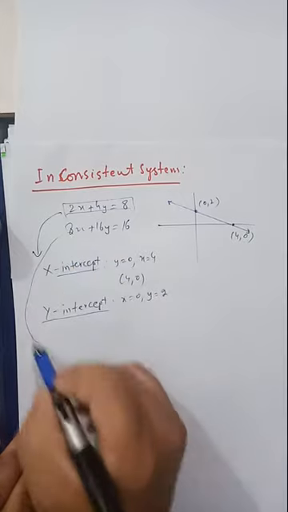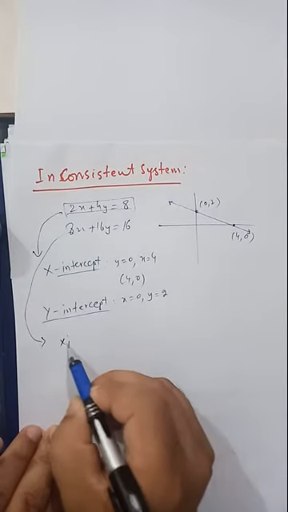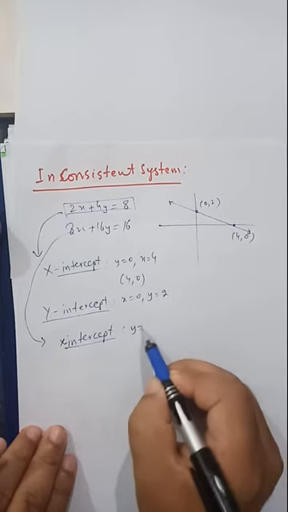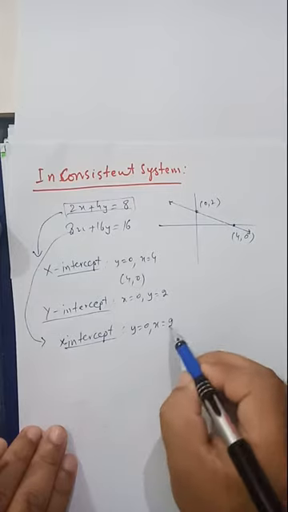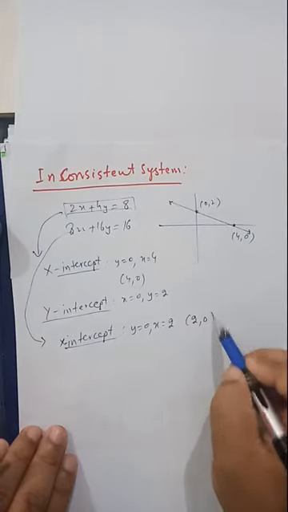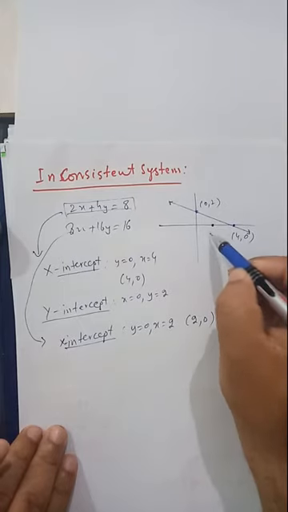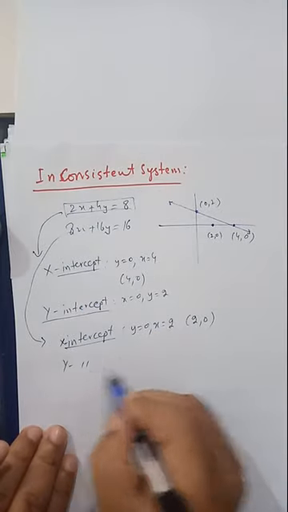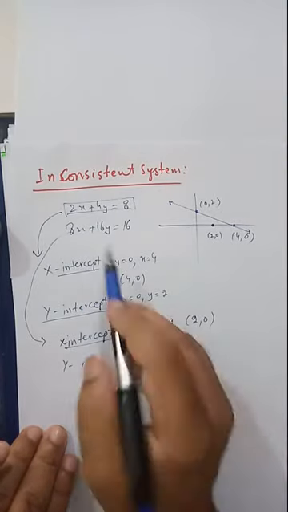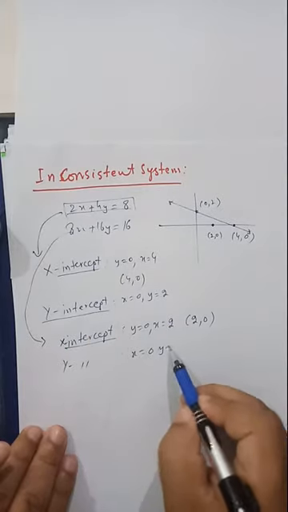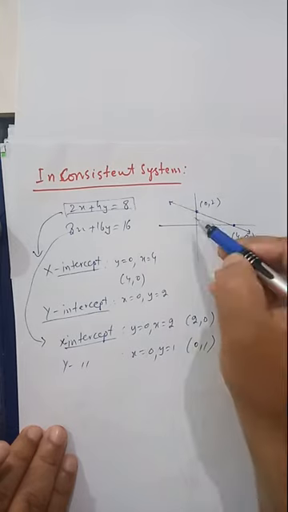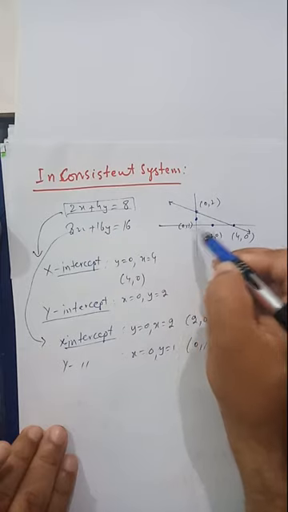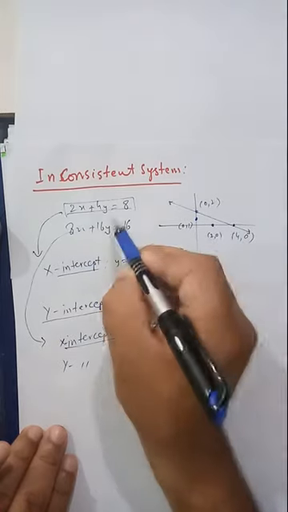Now for the second equation, for the x-intercept put y equal to 0, and x will be equal to 2. So (2, 0), sorry. This point (2, 0) is the x-intercept. For the y-intercept put x equal to 0, so y will be equal to 1. So this is the point (0, 1). This is the y-intercept and this is the x-intercept of this line.